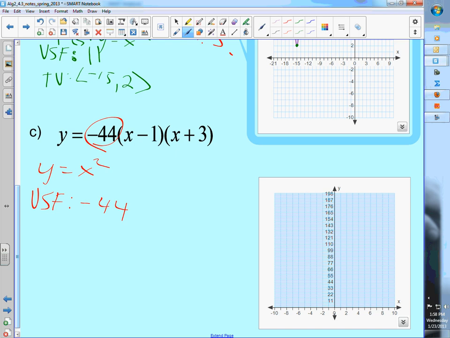What are your intercepts? 1, 0 or negative 3, 0. And negative 3, 0. That doesn't feel like it's so bad. So where's your vertex? Negative 1, comma, is that it?